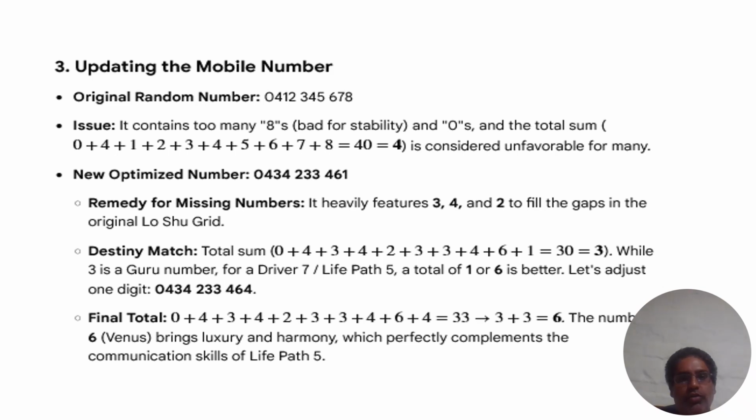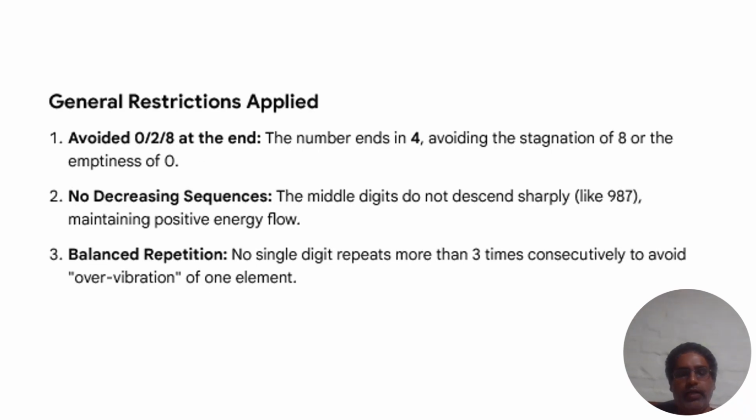So for a final total you're adding all of them, which is 6. So the number is 6, and it brings luxury and stuff like that, because if you don't have 6, it will be a problem for having money, luxury, women, relationships and stuff like that. You need to wear a gold watch for that. Okay, and it also complements the communication skill of 5. That is one. And there are certain restrictions there which you need to follow.